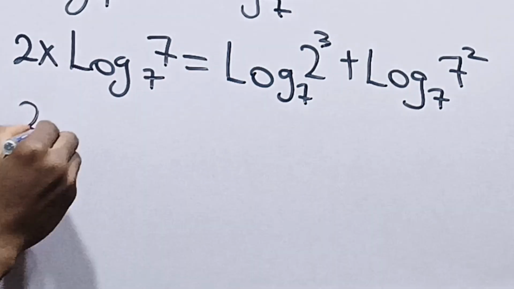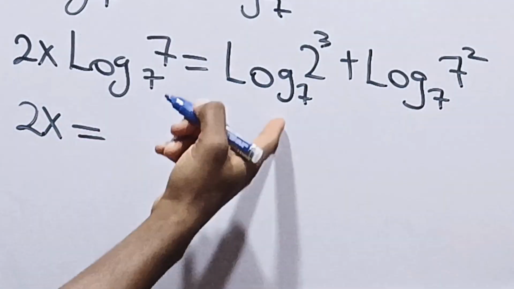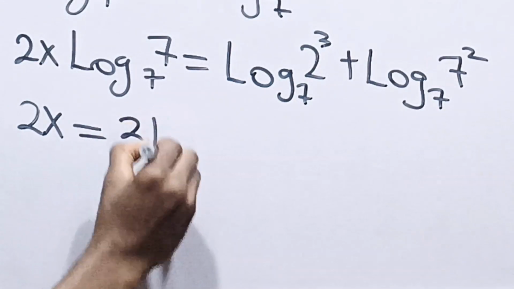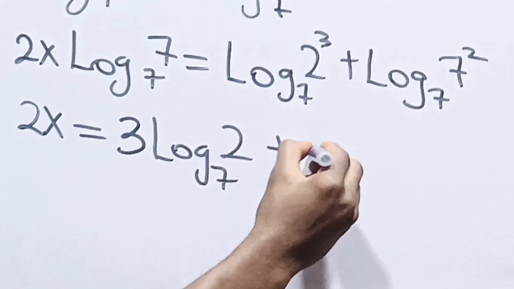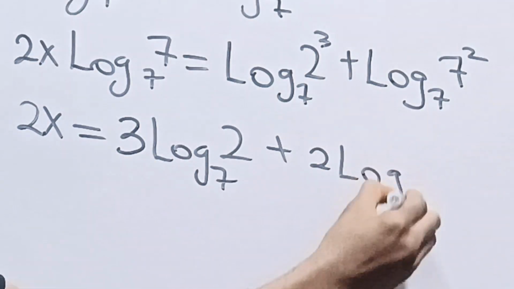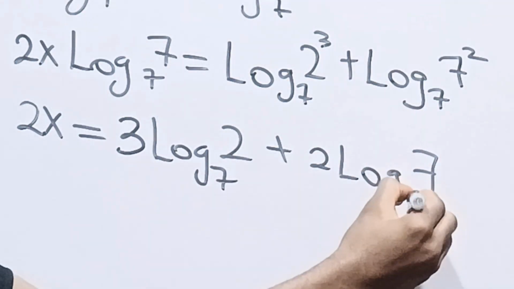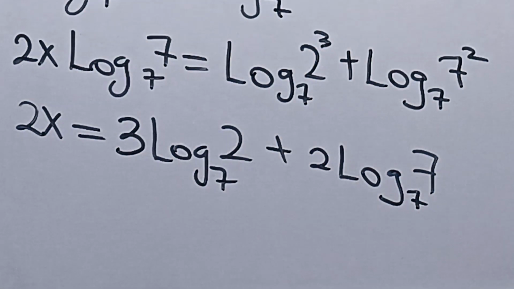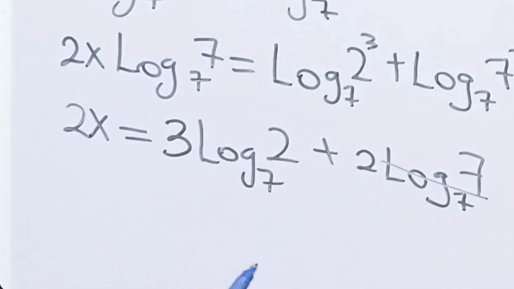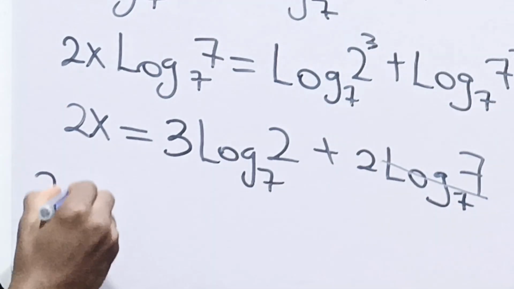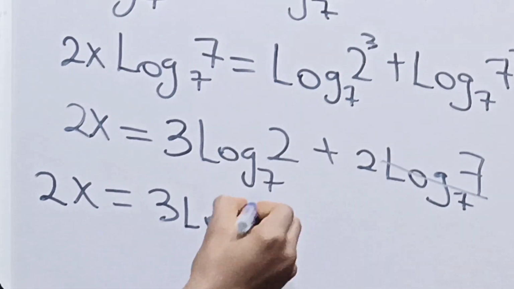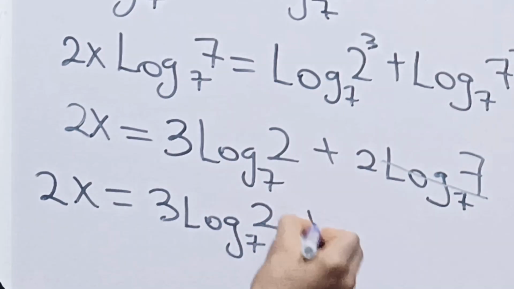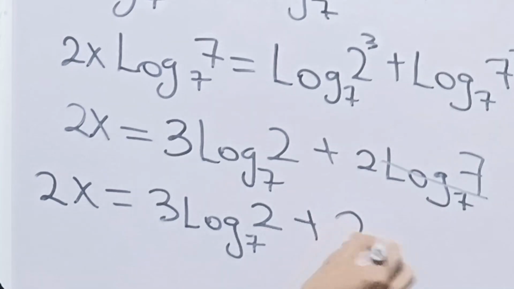1 times 2x is 2x. To be equal to, on this side, we multiply. So we have 3 multiplied by logarithm of 2 to base 7 plus 2 multiplied by logarithm of 7 to base 7. Alright? Now at this point, you can see as well that this will strike out because this is 1. So that we have 2x to be equal to 3 multiplied by logarithm of 2 to base 7 plus 2 times 1, which is 2.